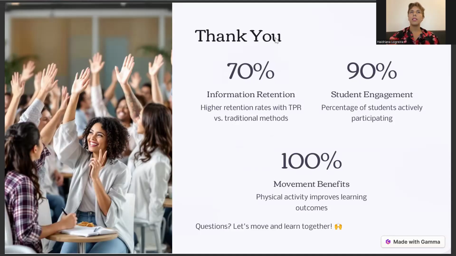So, 70% information retention, a higher retention rate with TPR versus traditional methods. 90% student engagement, actively participating, and 100% movement benefit. Physical activity improves learning outcomes. Any questions?